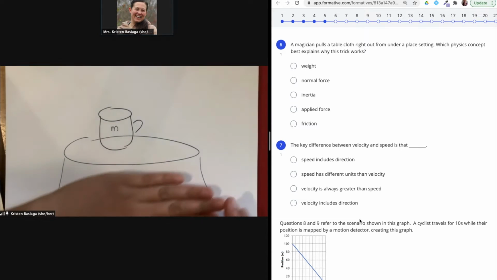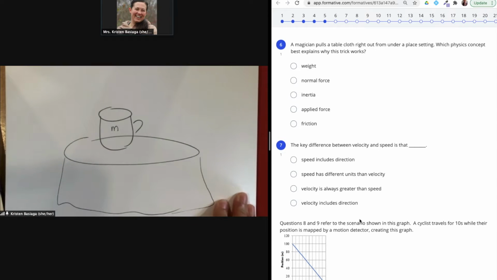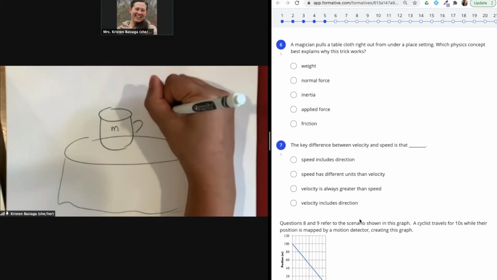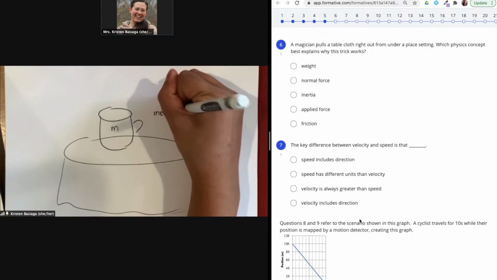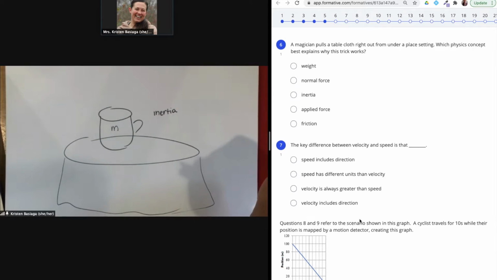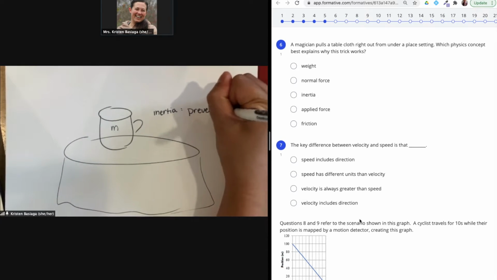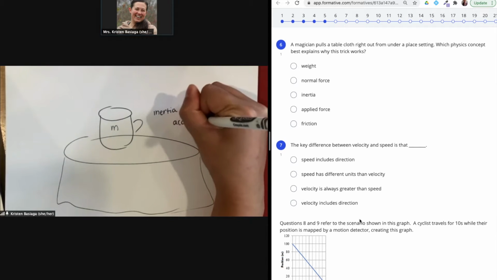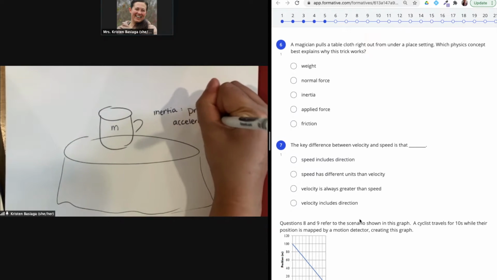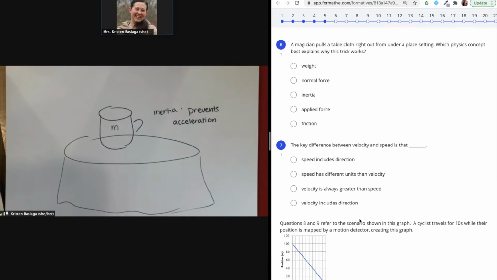So when we pull this to the left really quickly, if you have a minimal friction force, the inertia wants the object to stay in its initial position, or its initial velocity. Inertia prevents acceleration. So since this object is currently at rest, it's going to stay at rest because inertia prevents acceleration.